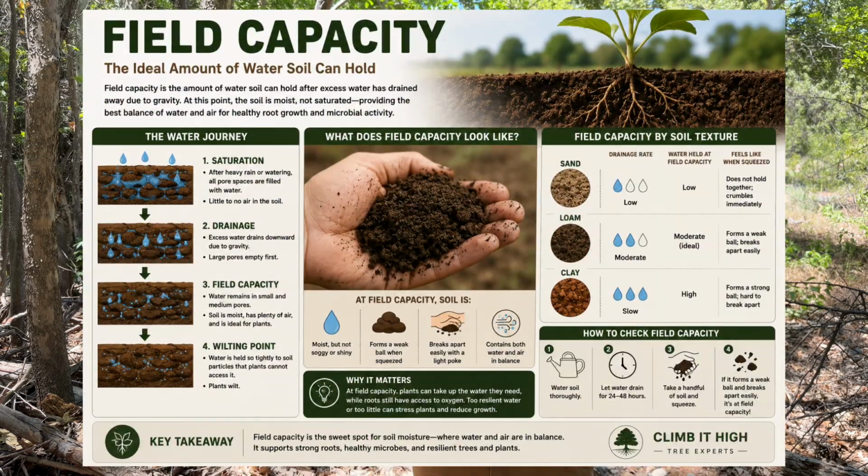Another important concept is field capacity. Imagine a heavy rainstorm. Water fills nearly every pore space in the soil. Gravity immediately begins pulling that excess water downward. After a day or two, the free water has drained away, but the soil is still moist. At this point, the larger pores contain oxygen, while the smaller pores continue to hold water. That condition is called field capacity.